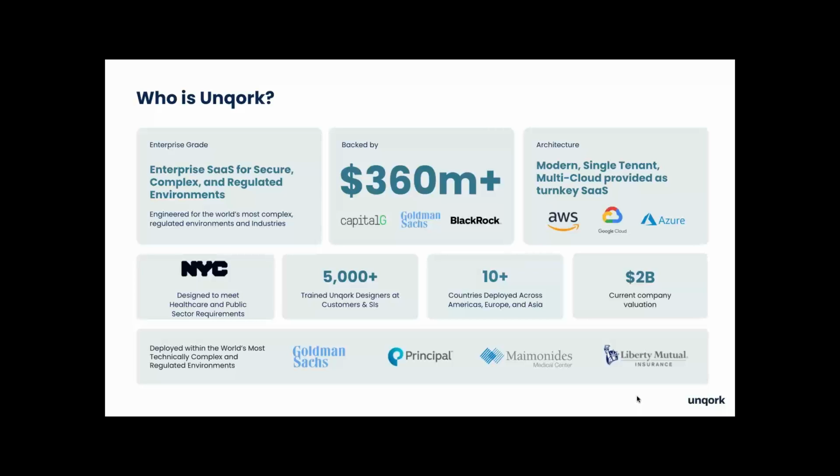In terms of architecture, we are a modern single-tenant multi-cloud provider. We support AWS, Azure, Google Cloud, every single cloud you can imagine. We are also designed to meet healthcare and public sector requirements, which are very stringent. We have trained, and that's specifically my function, over 5,000 Unqork designers at customer sites and SIs. We are deployed in 10 different countries across Americas, Europe, and Asia. Over the past couple of months, we finally reached a valuation of over $2 billion. So we are a double unicorn over 3 years, which is really exciting and really fun to be part of.